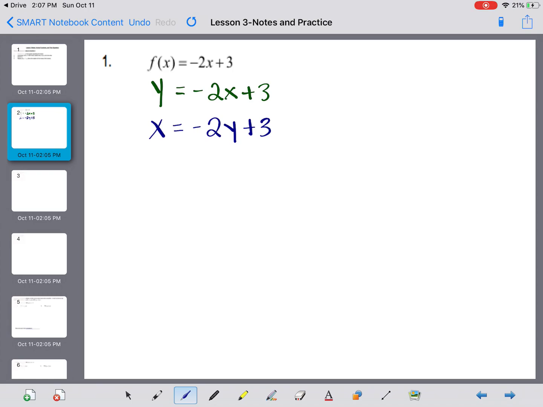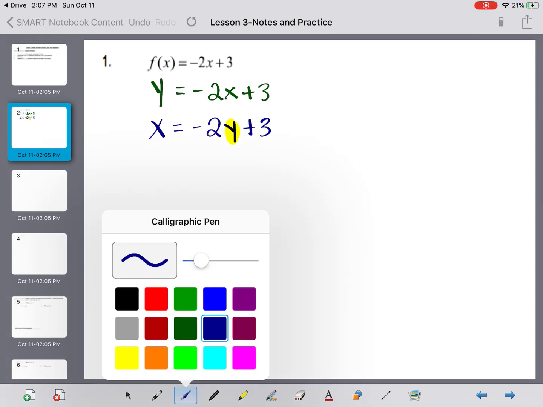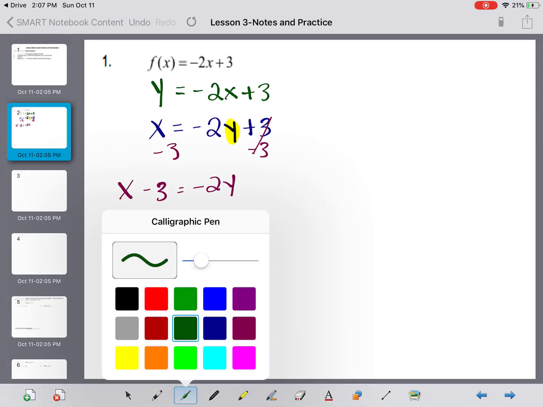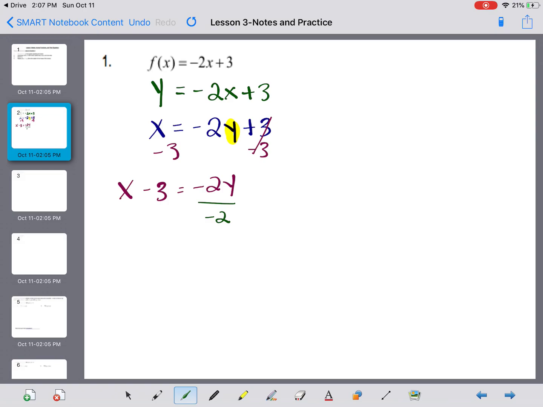Just the variables change. We don't really see equations like that, so what we have to do is solve for y. We are going to get y by itself, just like you were solving for x. So we're going to move this 3 over by subtracting it. So we get x minus 3 is equal to negative 2y. We're going to keep getting y by itself, so we're going to divide by negative 2. And we have to divide everything by negative 2.